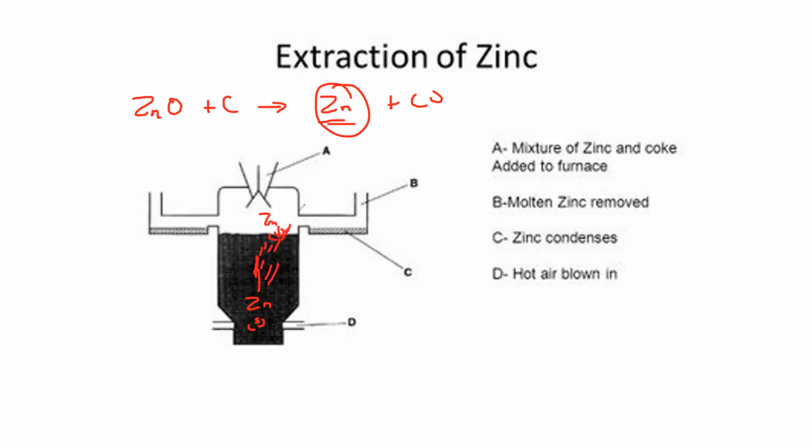So zinc gas is produced, and then when it is coming out, it is losing energy. So this zinc gas converts into zinc liquid. So how is the zinc removed from the furnace? First, it is vaporized or boiled, and then it is condensed. So that is the question.